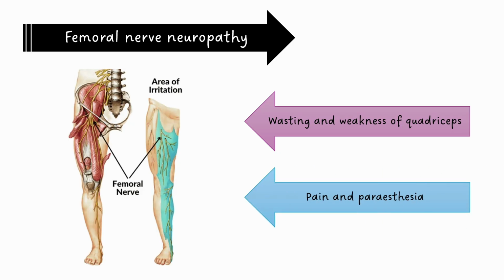There is also pain and paresthesia on the anterior and medial aspects of the thigh, which will extend down along the medial aspect of the leg and the foot, that is, along the distribution of the saphenous nerve.